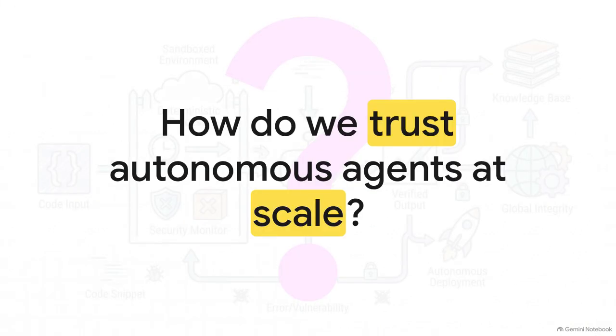Which brings us to arguably the most critical question facing every enterprise engineering team today. How do we actually trust autonomous agents at scale? I mean, if we just treat them like magical chatbots, we simply can't. But by replacing blind trust with these rigid, verifiable mechanical checkpoints, we shift our entire engineering culture from merely hoping for good code to structurally guaranteeing it.